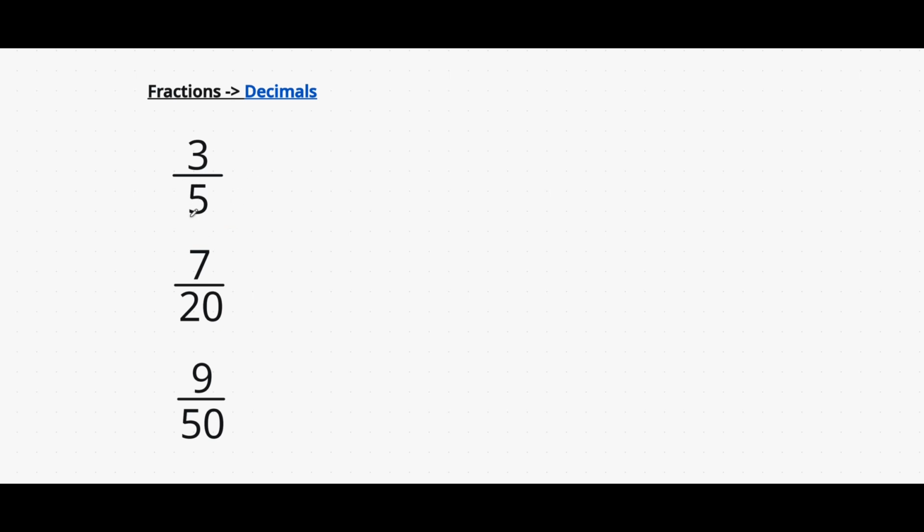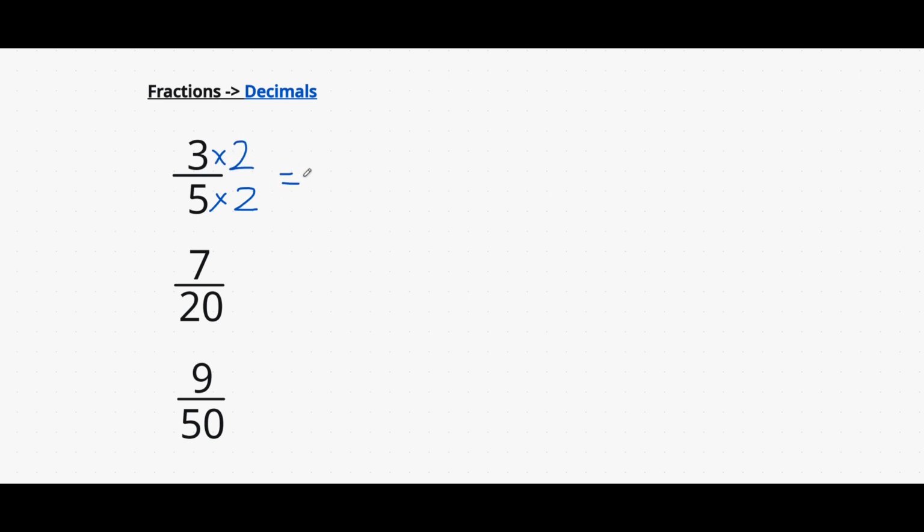Let's look at the denominator, which is 5, and try to turn it into a 10, 100, 1,000, and so on. So we're going to do 5 times 2, because 5 times 2 equals 10. And if we multiply 2 down here, we also have to multiply 2 up here, because we don't want to change the amount of the fraction.